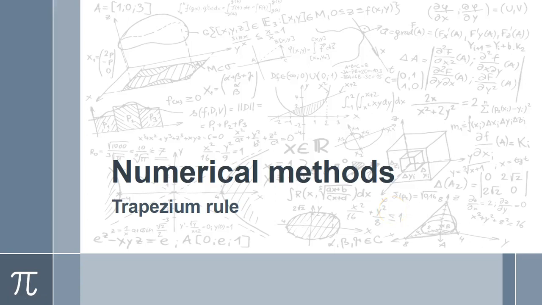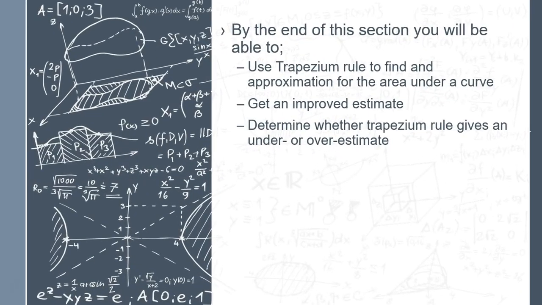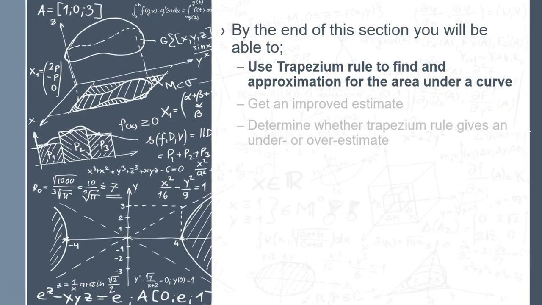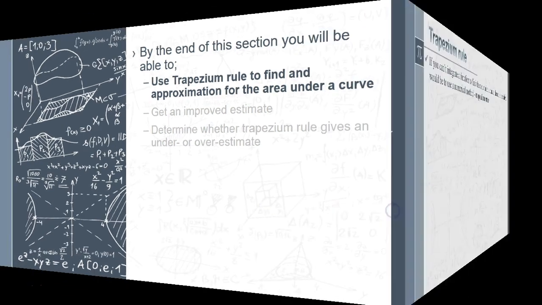And in previous videos we've talked about numerical methods for locating roots. In this video we're going to be talking about something called Trapezium Rule, which is used to find an approximation for the area under the curve. So we're going to deal with that first bold bullet point in this video, and then the other two bullet points, which are to do with issues surrounding Trapezium Rule, we will deal with in the next video.